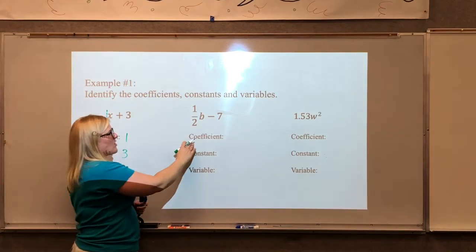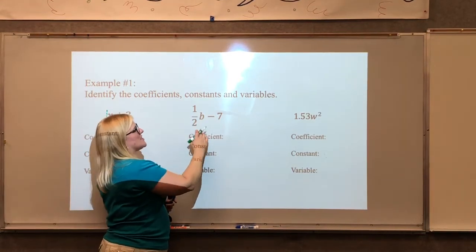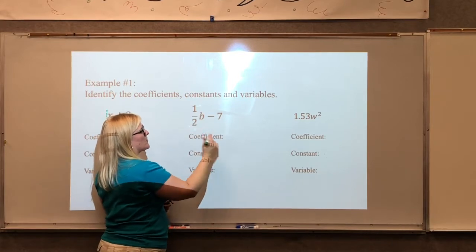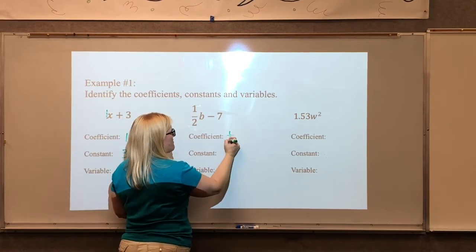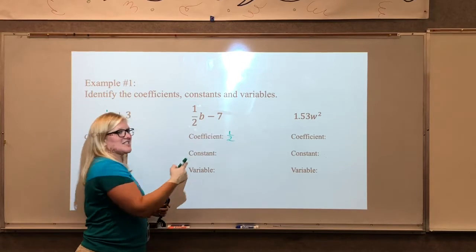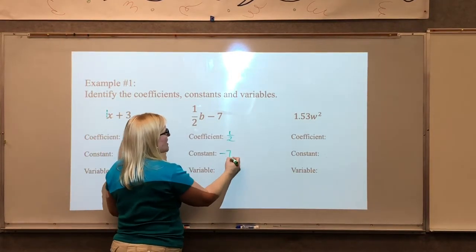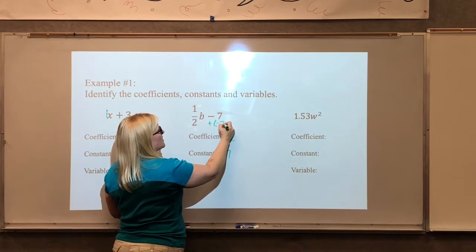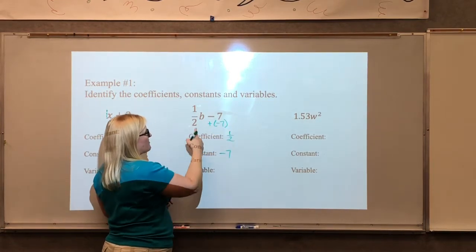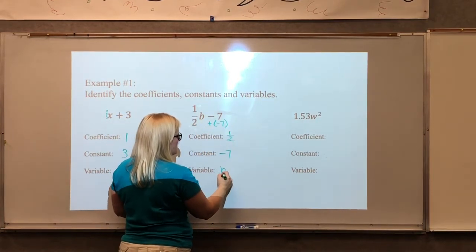So right here, my coefficient, it coexists with the variable, so my coefficient is 1/2. My constant is -7, because it's like doing plus a -7. Okay, and my variable is b.